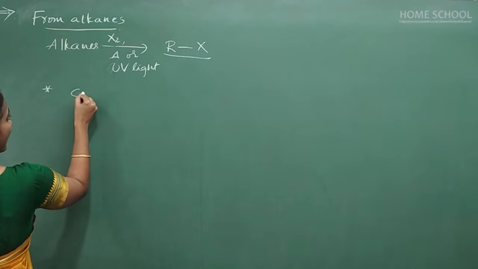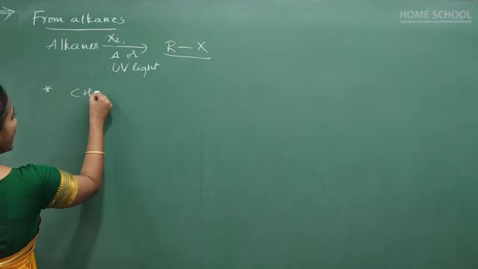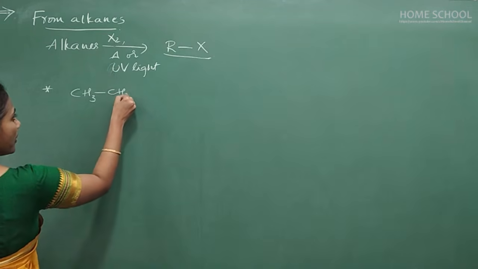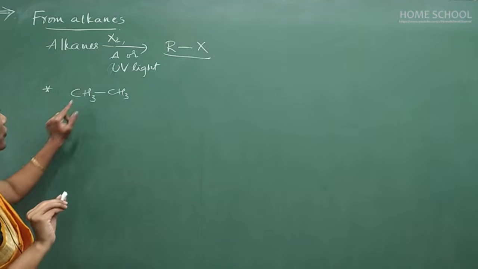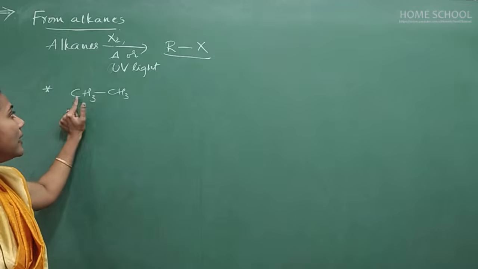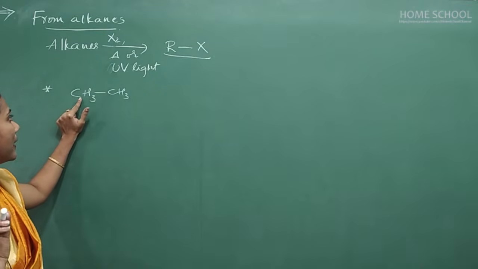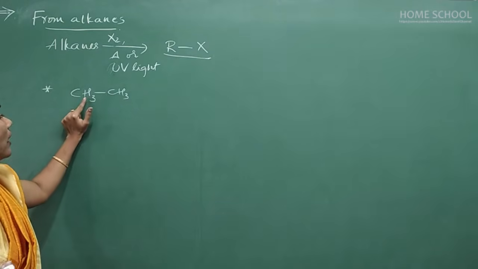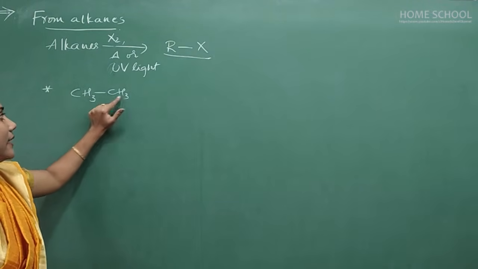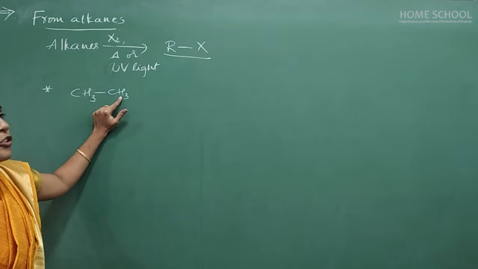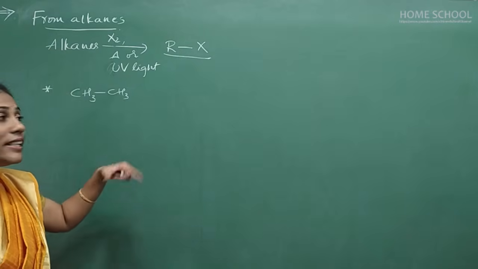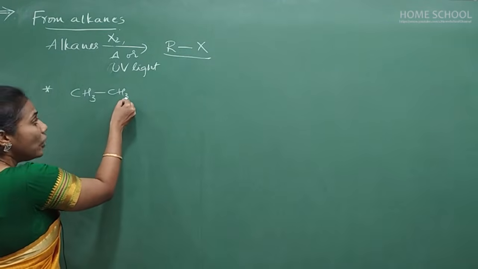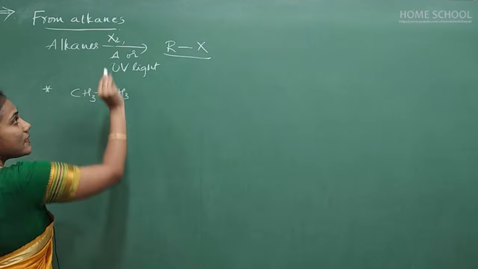Suppose I take CH3, and here if you look at the carbons, both are similar. This is a primary carbon, and this is also a primary carbon, right? So these hydrogens are primary and these hydrogens are also primary. You have the same type of hydrogen, so in this case any one of the hydrogen atoms gets replaced by halogen.